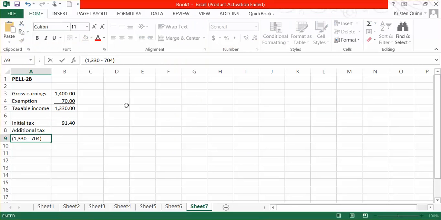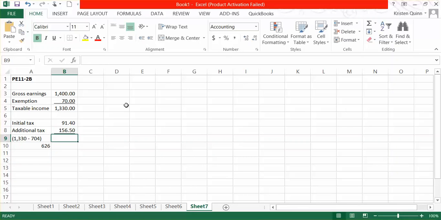Any amount that exceeds that $704 is taxed at 25%. So we take the $626 that exceeds the $704 and we multiply it by 25%. That tells us that we additionally have to take out $156.50 for federal income taxes. So in total, we take the $91.40, we add to it the $156.50 for the amount that they exceeded, to arrive at the total amount that has to be withheld for federal income tax purposes of $247.90.